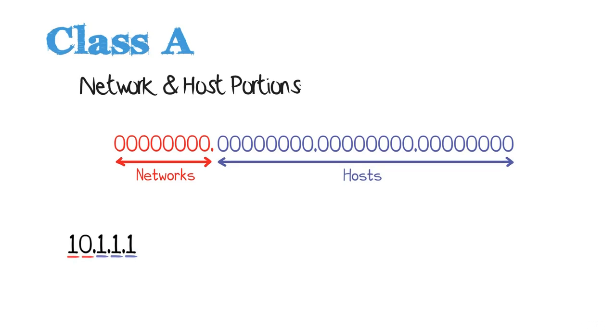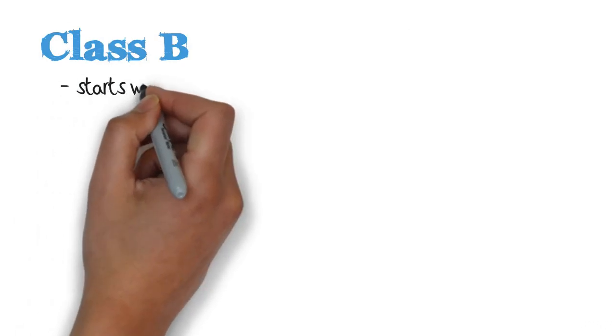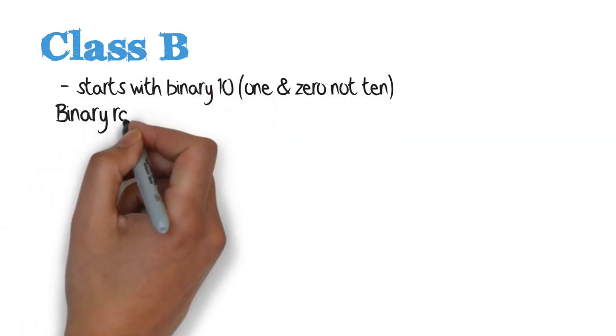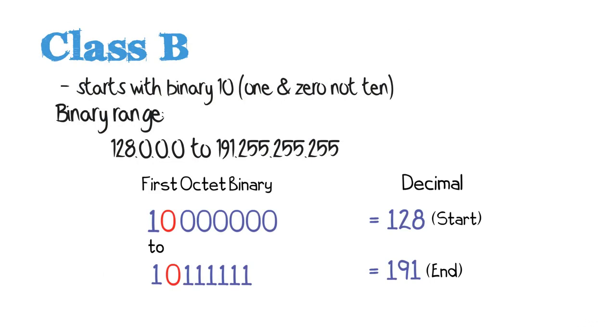The next class of address is class B. Class B addresses start with binary 10. Please note that's not 10 in decimal, it's binary 10.